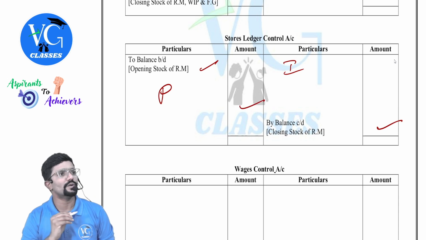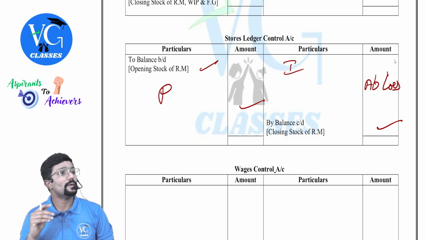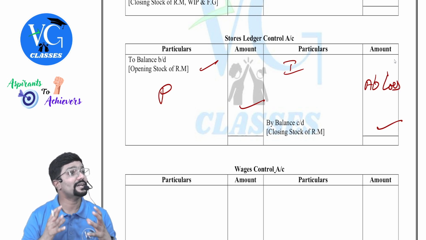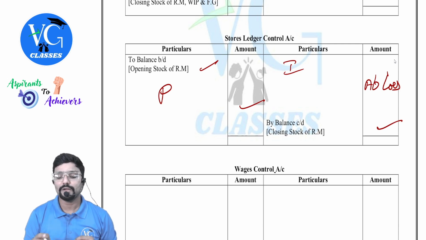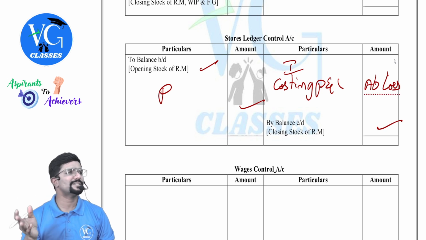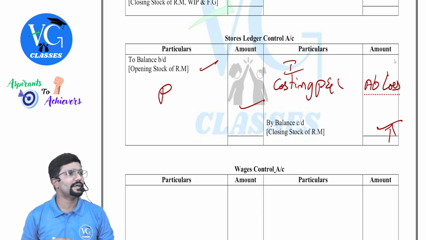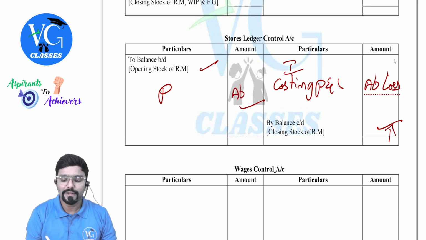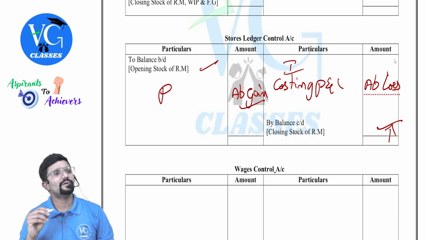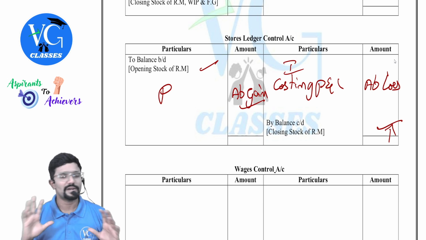If debit side is more, then on the credit side it is abnormal loss. Loss will have debit balance or credit balance? Debit balance. So abnormal loss, where do you send it to? Costing P&L account. What is the entry? Costing P&L to stores. If credit side was more, then it is abnormal gain. We'll talk about what abnormal gain is later. Too much we will not discuss here.